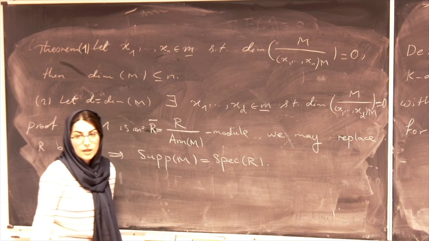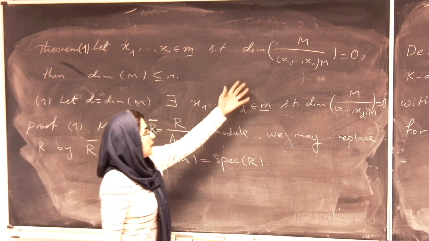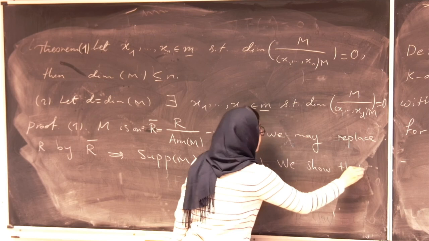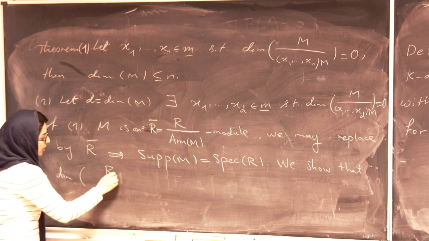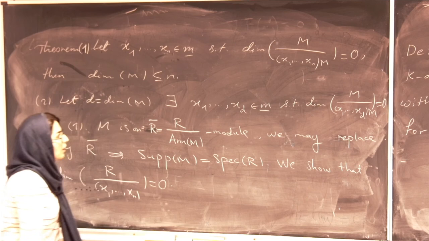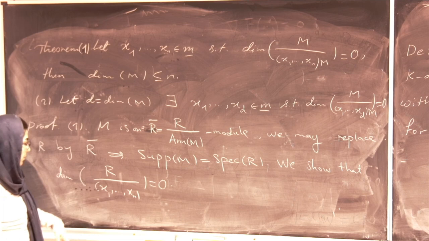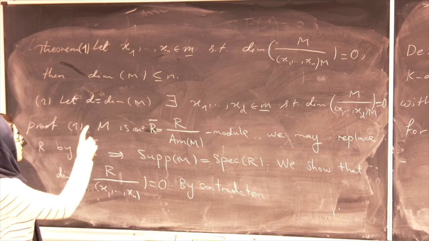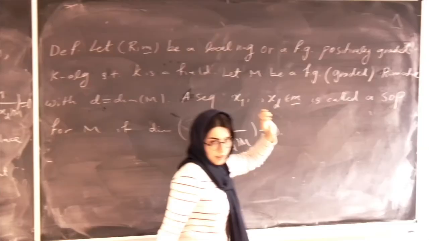I want to show that when we have this equality, the dimension of this module being zero implies that, in fact, the dimension of the ring mod (x1, ..., xn) is zero. Okay, let's see why this is true. Suppose that this dimension is not zero. What does it mean? One thing that I should mention in the statement is that our ring is either a local ring or a graded ring. In the case of graded, I choose these elements to be homogeneous.